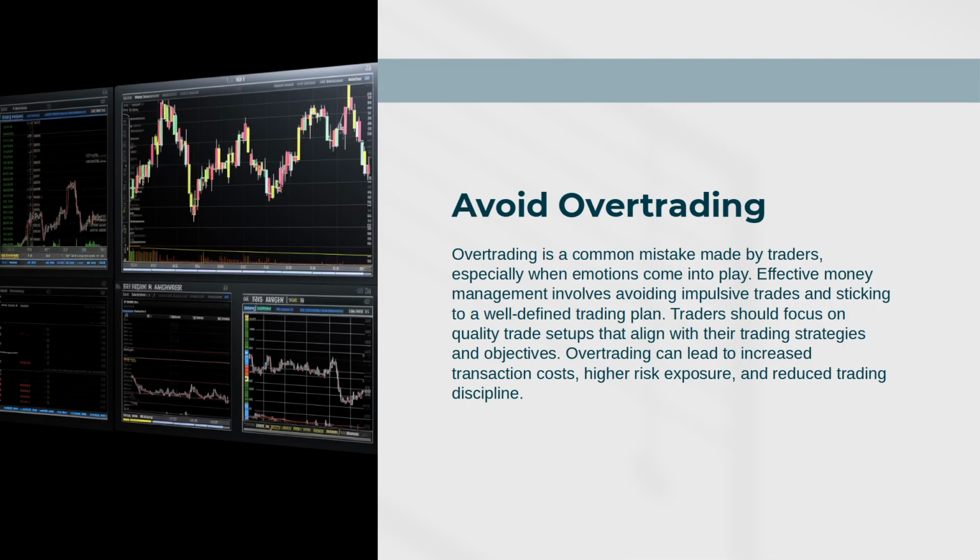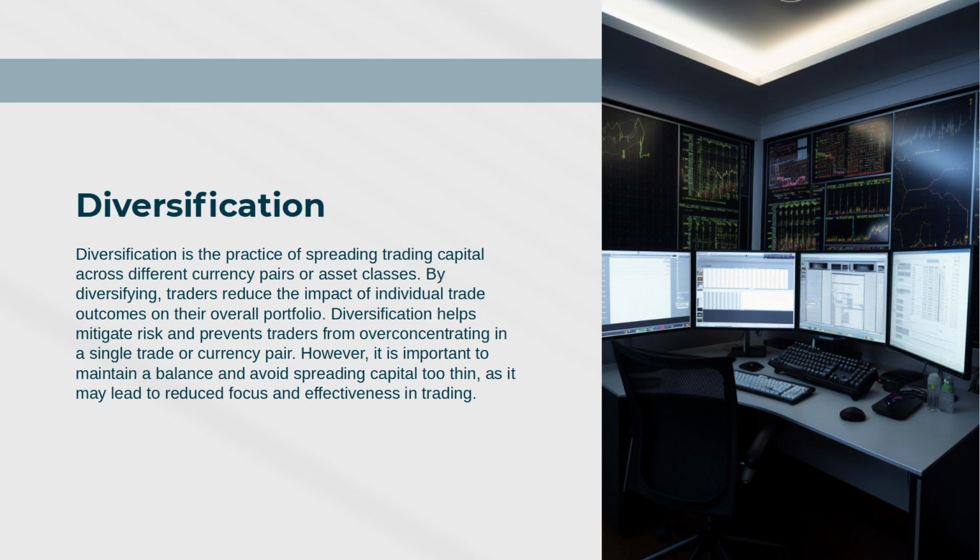Avoid overtrading. Overtrading is a common mistake made by traders, especially when emotions come into play. Effective money management involves avoiding impulsive trades and sticking to a well-defined trading plan. Traders should focus on quality trade setups that align with their trading strategies and objectives. Overtrading can lead to increased transaction costs, higher risk exposure, and reduced trading discipline.